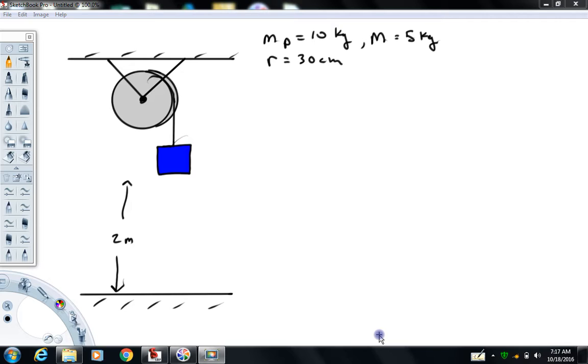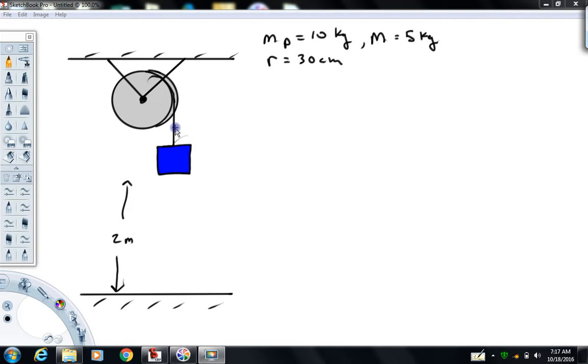The purpose of this video is to work through an example of applying the work energy theorem when a rotational kinetic energy is involved. So what we're looking at here is, imagine this giant pulley, this 30 centimeter radius, 10 kilogram pulley, supported here by these two frames and free to rotate. And this blue mass here, 5 kilograms, is hung from the end of it for whatever reason.